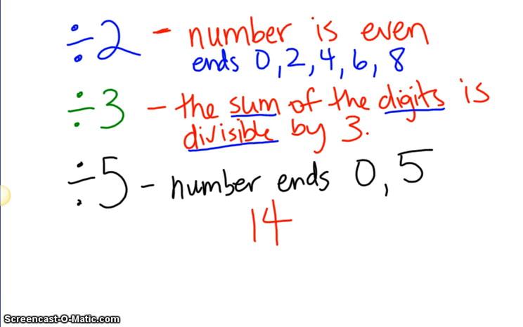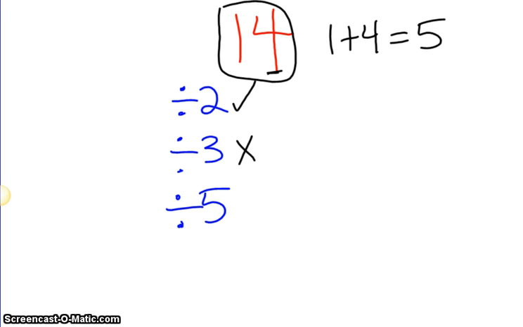And finally, my 5 rule was that the number ends in a 0 or 5. So does 14, my number, end in a 0 or 5? No, it does not. So the only thing that 14 was divisible by out of those 3 rules was divisible by 2. Now, this is really going to come into play later when we move into prime and composite numbers. And here's the reason why.